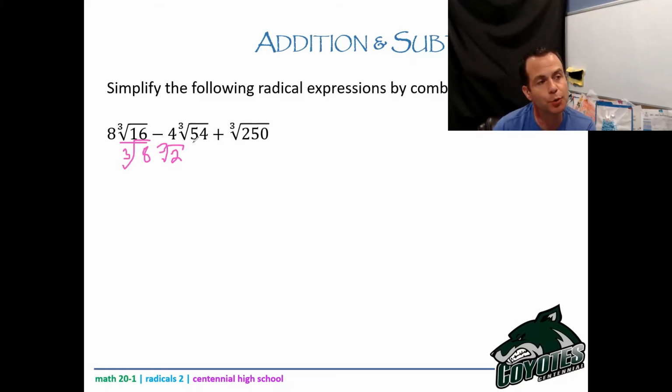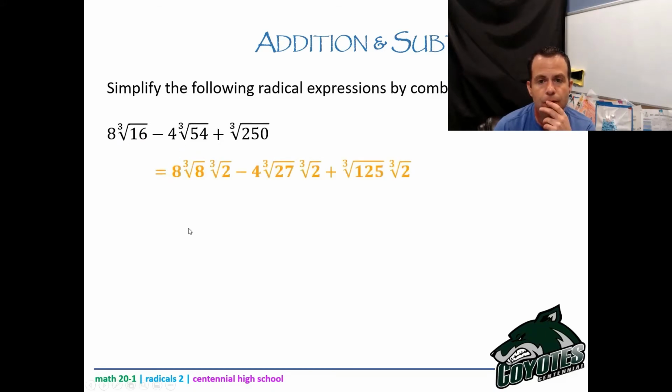54, that would be 27 times 2. So I'll break that guy down into the cube root of 27 times the cube root of 2. And then the cube root of 250, I'll break that into 125 and 2. So the cube root of 125 times the cube root of 2. Okay, so that's going to give me this. Now I look at this and say, okay, what do I know?